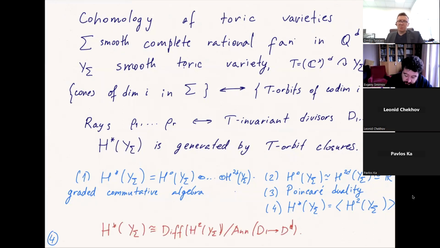So the previous construction, I can apply the previous construction: A star of y sigma is the ring of differential operators on the H2, on the, well, Picard group, modulo the annihilator of this polynomial, which maps a divisor to its dth degree.